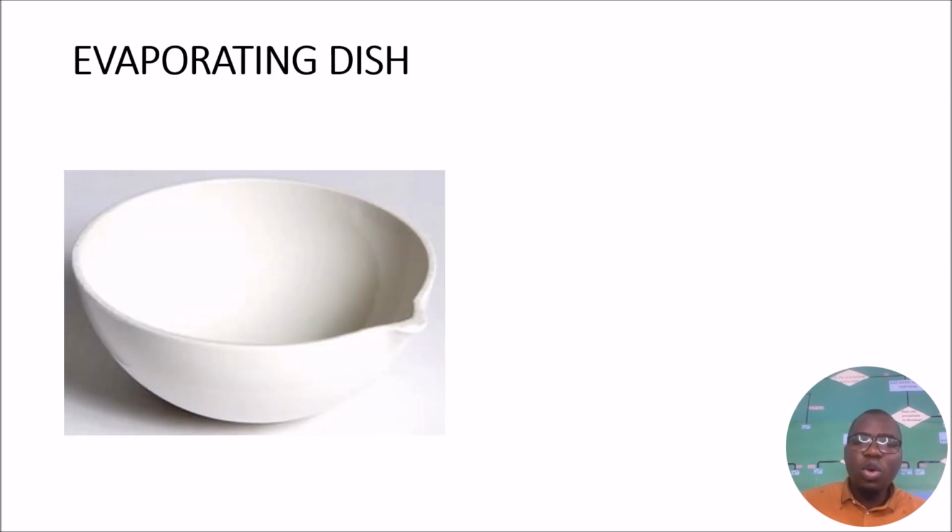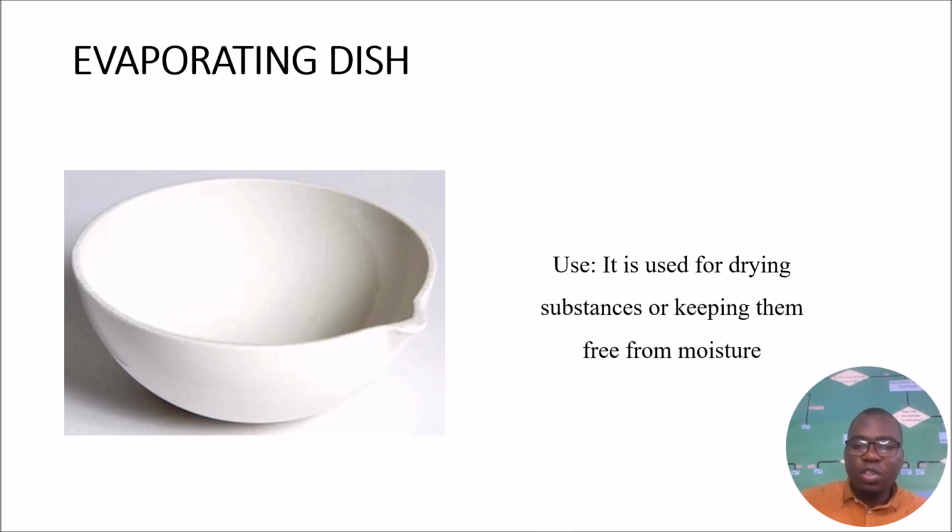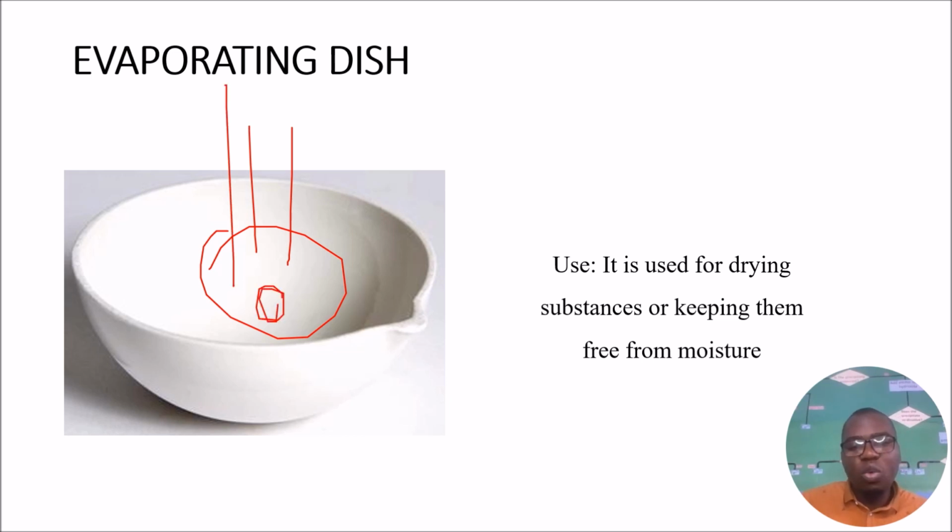We also have an evaporating dish, which is used for drying substances or keeping them free from moisture. With an evaporating dish, you put your solution in here and then you put it in the sun or in the oven, and as the water goes out, whatever remains is dry.